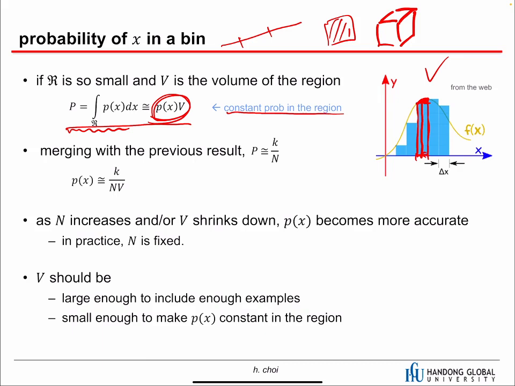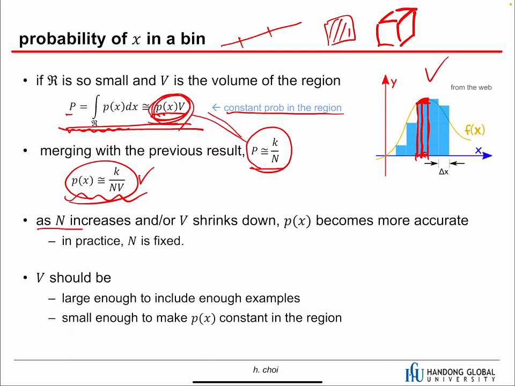Okay, now we have pretty much everything. From the previous slide, we have this one, and from here, we got this one. If you look at this equation, as n increases and or v shrinks down, then p of x becomes more accurate. Usually when we increase n, then probably k would increase, because we have more samples, so we might have more samples in the region too. And when the v shrinks down with lots of samples, p of x also becomes more accurate.